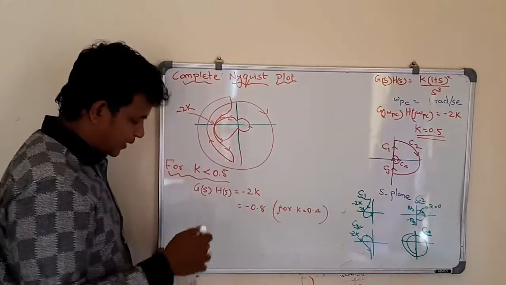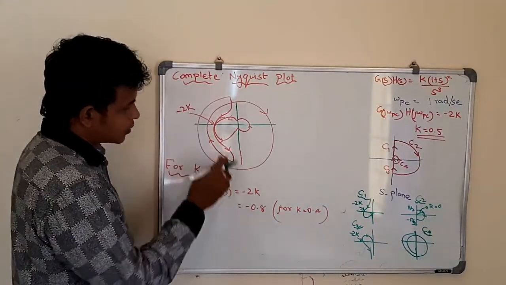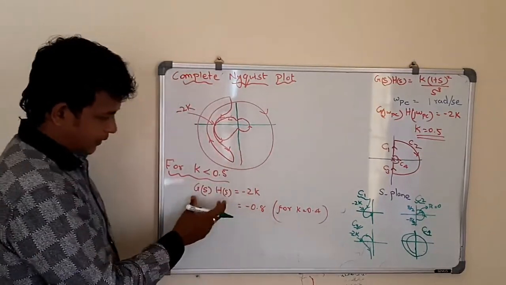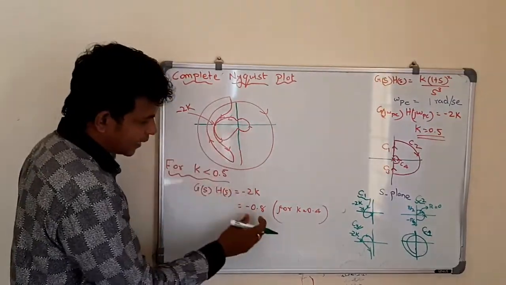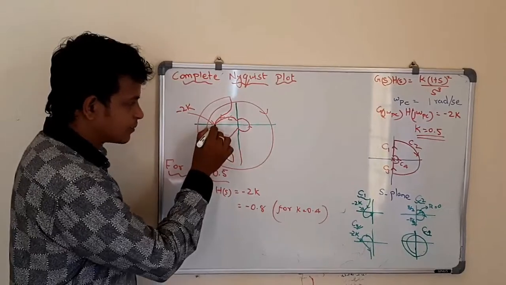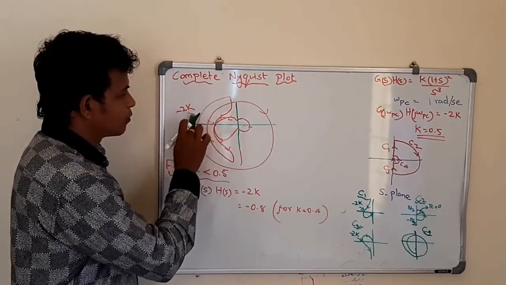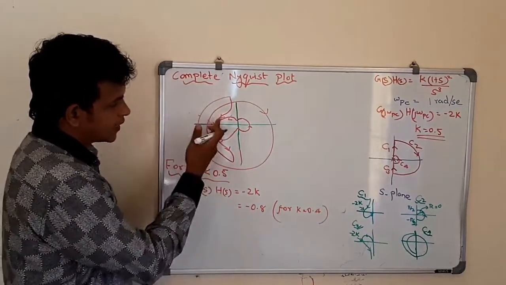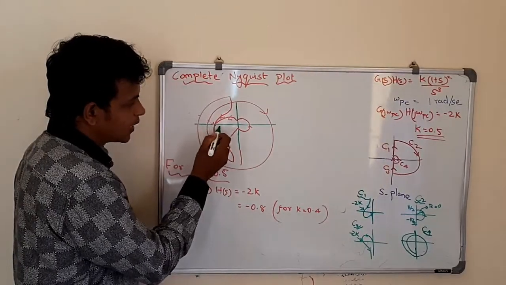So the plot, G(s)H(s), is crossing the real axis at minus 0.8. If this is minus 0.8, then where do we have minus 1 plus j0? To the left side of this point. If this is minus 0.8, we have minus 1 plus j0 to the left side of this point.